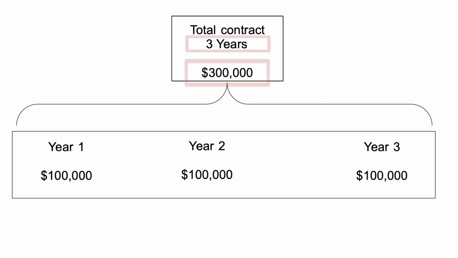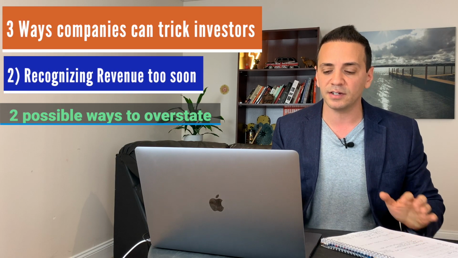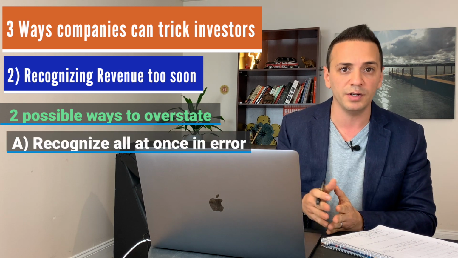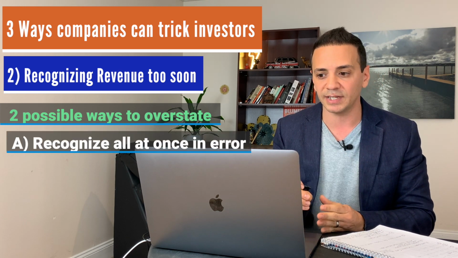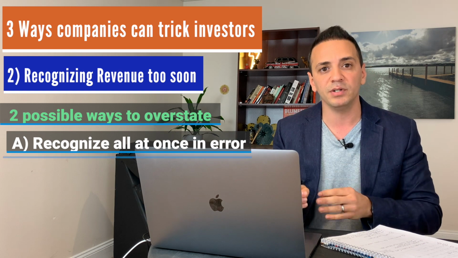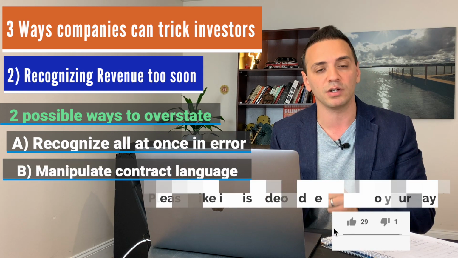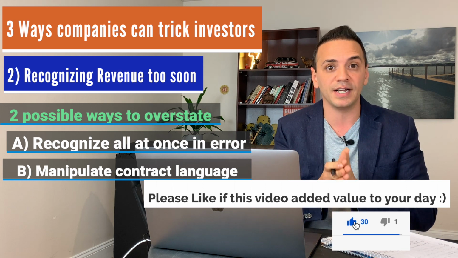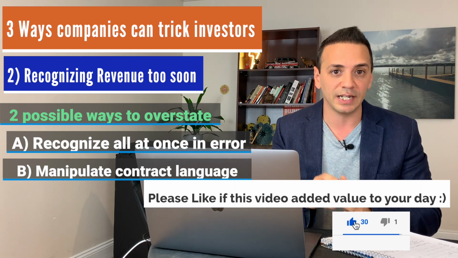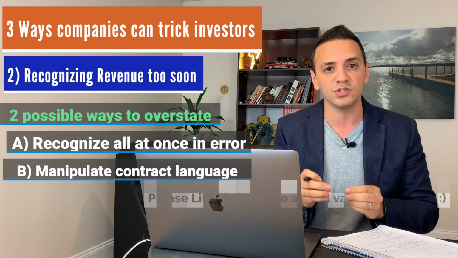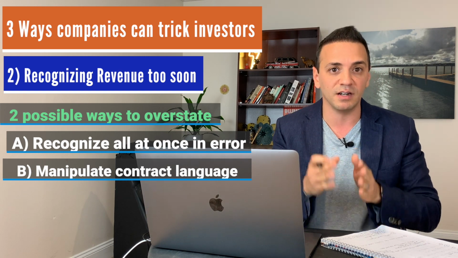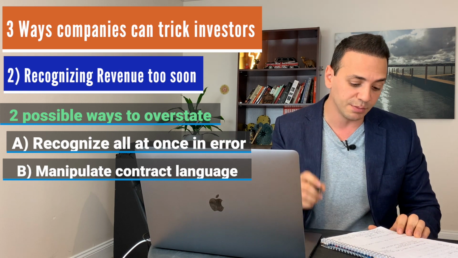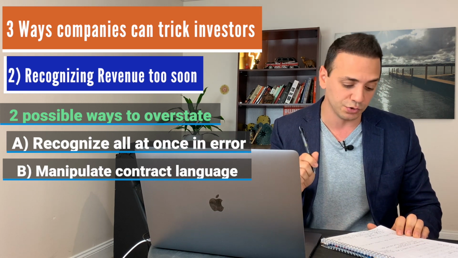And what I've seen happen in some cases is that either the company in error would recognize the entire 300K upfront in year 1, or in some other cases the company will manipulate the contract itself and the language of the contract to make it so vague that it allows the company to recognize all of it in 1 year, even though if you look at the spirit of the agreement, the service is something that the company will deliver over time longer than 1 year. So basically that's trick number 2 that a company could use sometimes to trick investors.